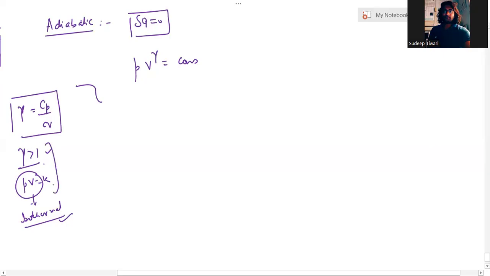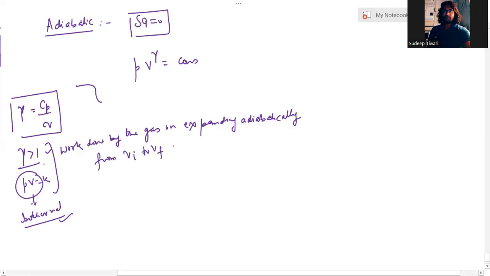So from here I can write that, because it is much steeper, the work done by the gas in expanding adiabatically from Vi to Vf is smaller than the work done by the gas in expanding isothermally.